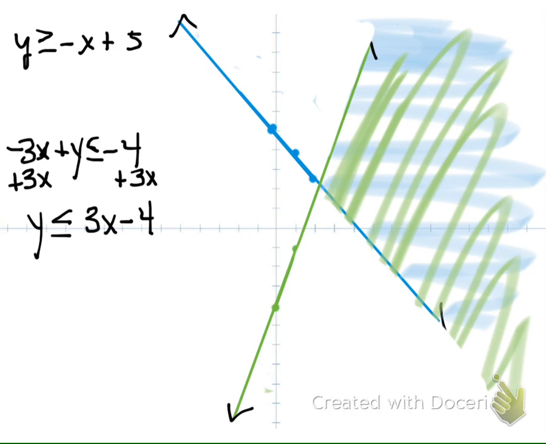So let's go back and look at some of our problems. So let's look at number 7. Number 7 is going to be just like number 8.